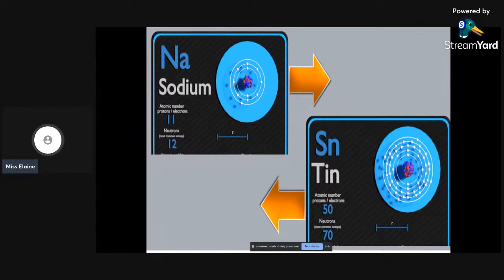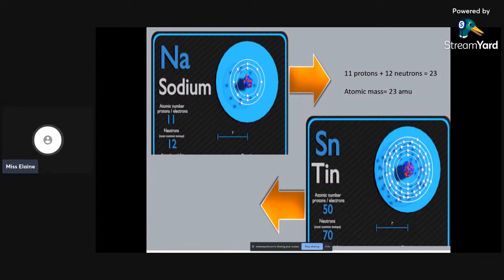So, how about this one? Another example. Okay, if you were to answer, sodium has 11 protons. It says here: atomic number, protons, and electrons. Why? Because protons are equivalent to the atomic number. They are the same. So, if you're going to find the atomic mass of this sodium, all you have to do is add these two. So 11 protons plus 12 neutrons is equal to 23. So the atomic mass of sodium is 23.